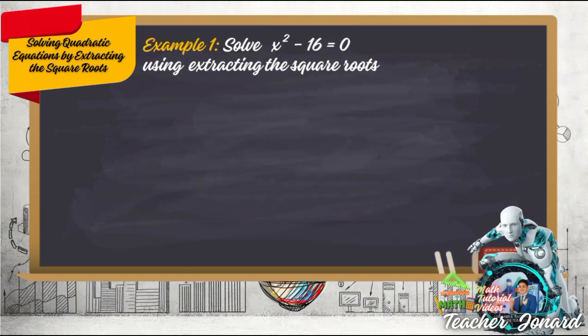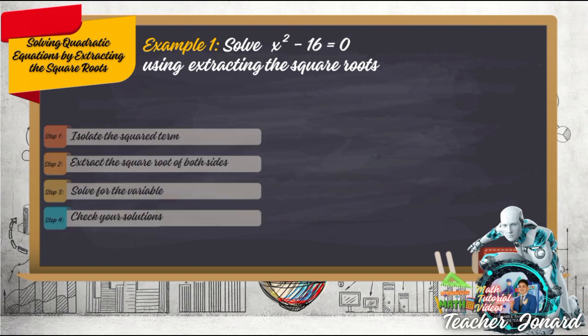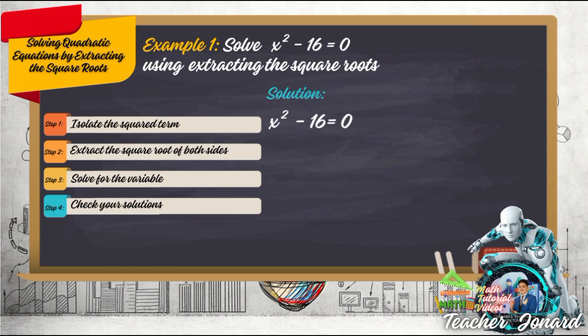Example 1. Solve x² - 16 = 0 using extracting the square roots. The given equation is x² - 16 = 0. Apply the first step, isolate the squared term. Applying the addition property of equality, we add 16 to both sides, we have x² = 16.